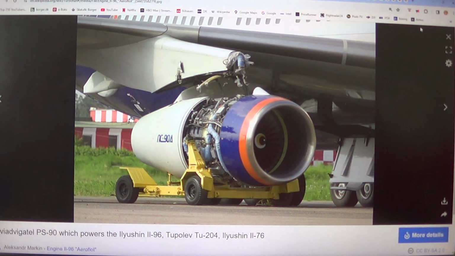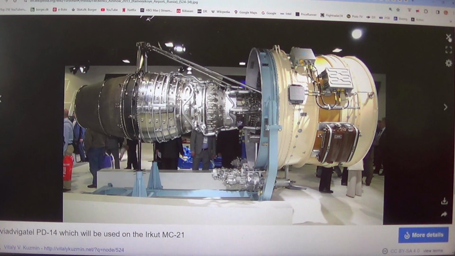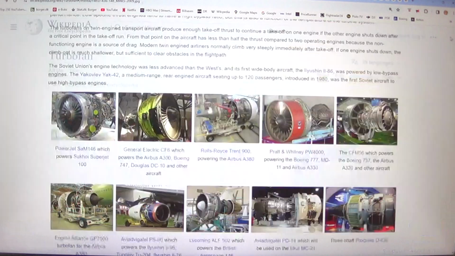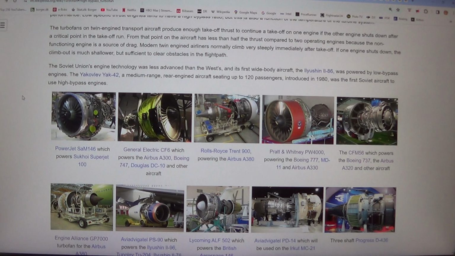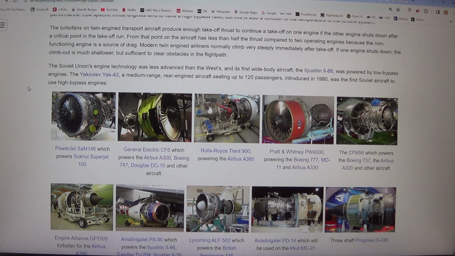Modern twin-engined airliners normally climb very steeply immediately after takeoff. If one engine shuts down, the climb out is much shallower, but sufficient to clear obstacles in the flight path. The Soviet Union's engine technology was less advanced than the West's, and its first wide-body aircraft, the Ilyushin Il-86, was powered by low-bypass engines. The Yakovlev Yak-42, a medium-range, rear-engined aircraft seating up to 120 passengers, introduced in 1980, was the first Soviet aircraft to use high-bypass engines.